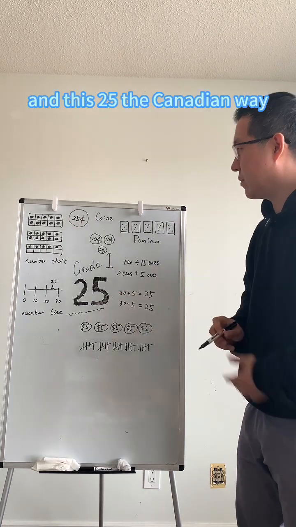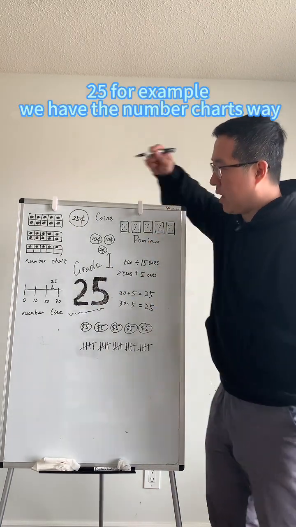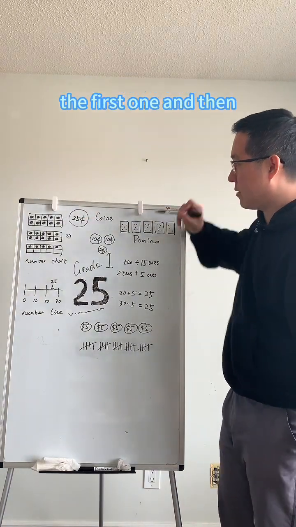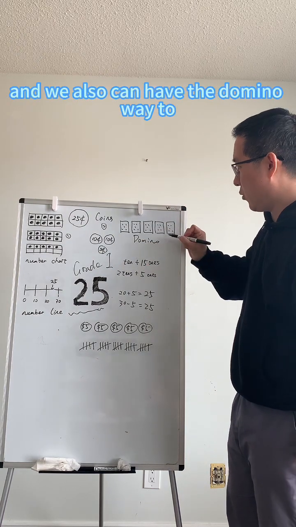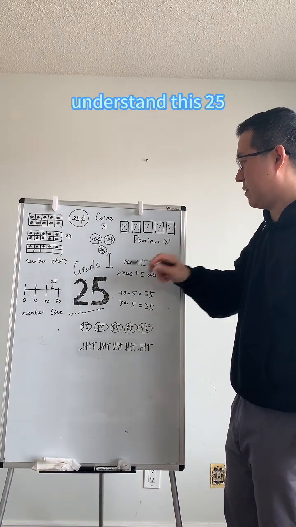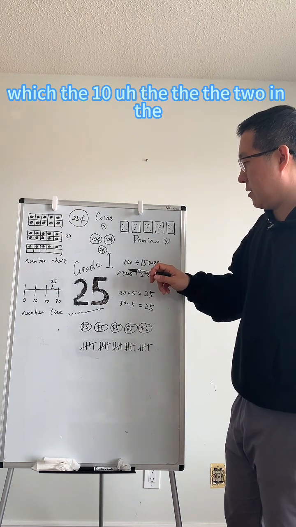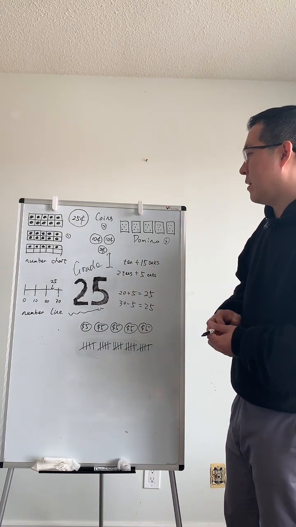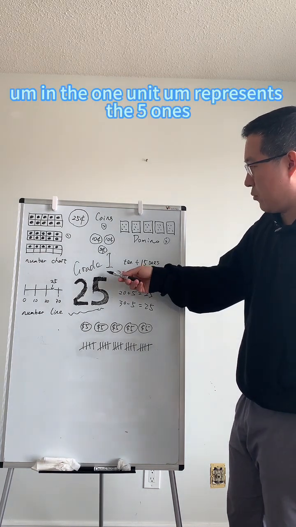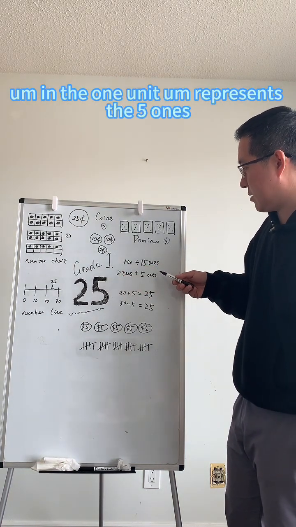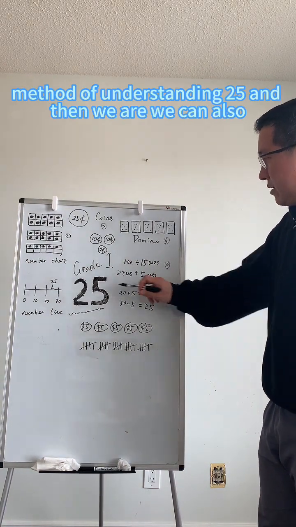And this 25, the Canadian way focuses on many ways to understand this 25. For example, we have the number chart way, the first one, and then we have the coins as the second method. And we also can have the domino way to understand this 25, and also the place value, where the 2 in the tens unit represents 2 tens, and the 5 in the ones unit represents 5 ones. And this is the fourth method of understanding 25.